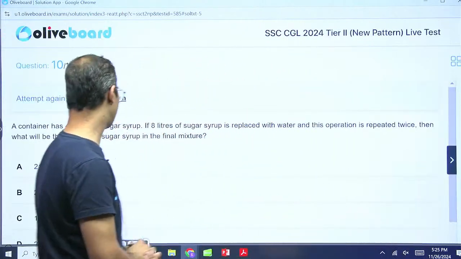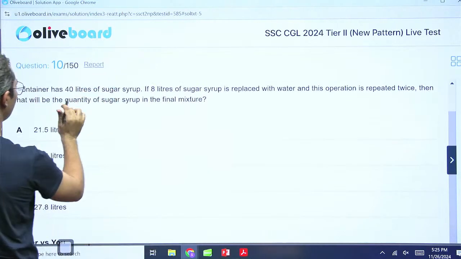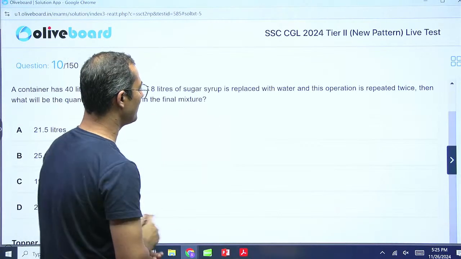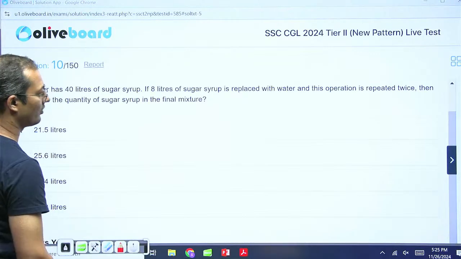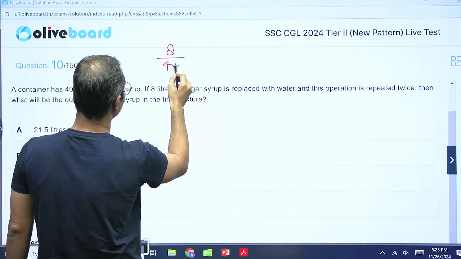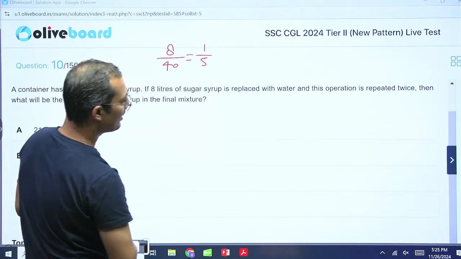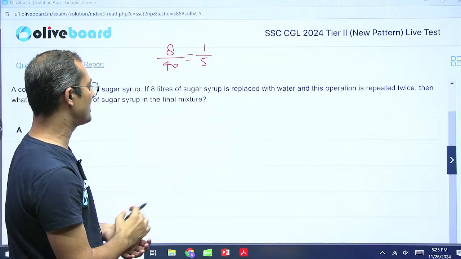Tell me the answer for this question. Yes, please. The question is saying a container has 40 liters of syrup. If 8 liters of the syrup is replaced with water, so we can say that 8 liters is replaced out of 40, right? So the ratio is, 8 fives are 40, 1 by 4. And this operation is repeated twice.